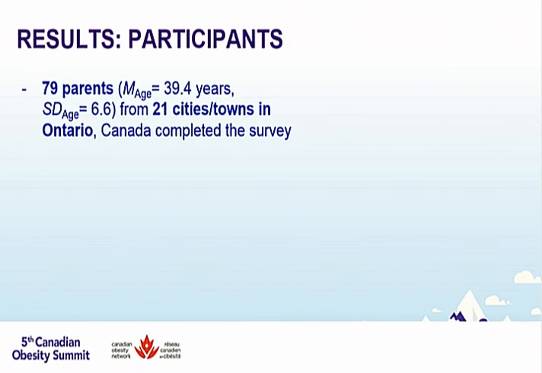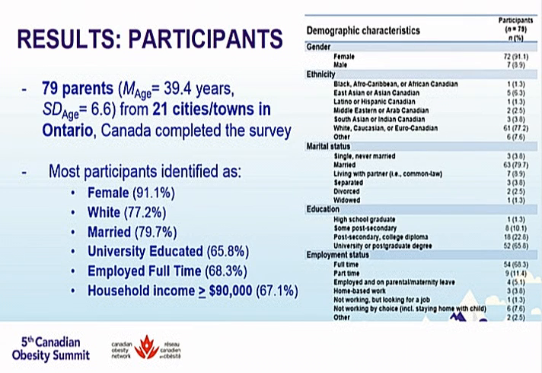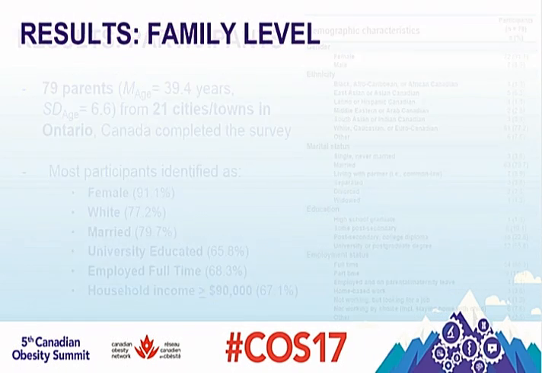So we had 79 parents complete the survey, representing 21 cities and towns in Ontario. As you can see here, most participants identified as female, white, married, university educated, employed full-time, and with a household income of greater than $90,000 per year. So it was a quite high SES sample.